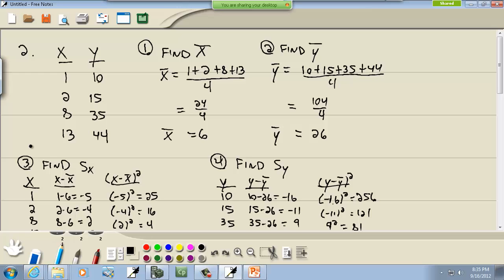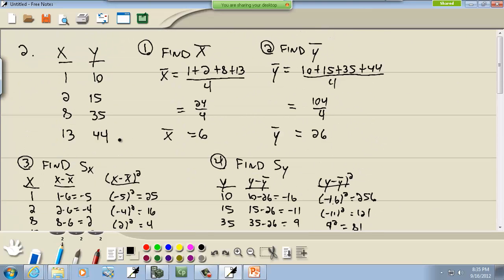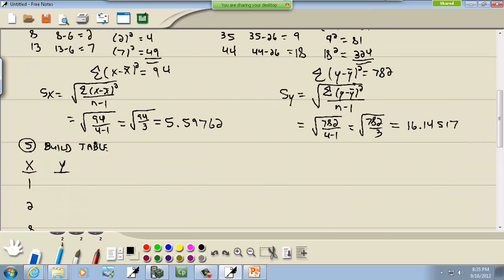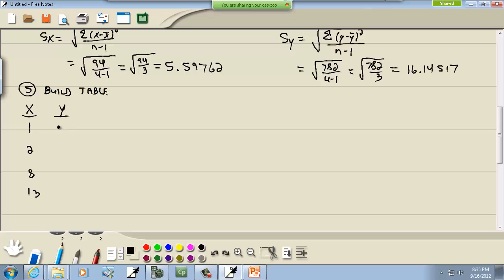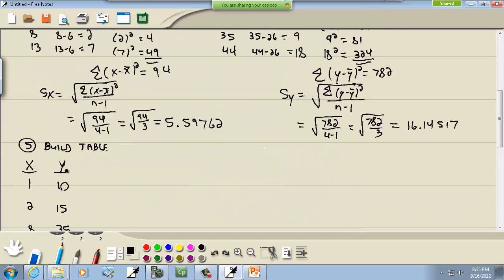And let's see, 1, 2, 8, 13. And our y values, 10, 15, 35, and 44.